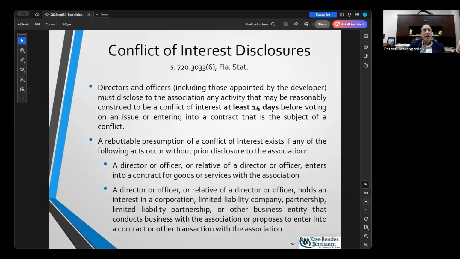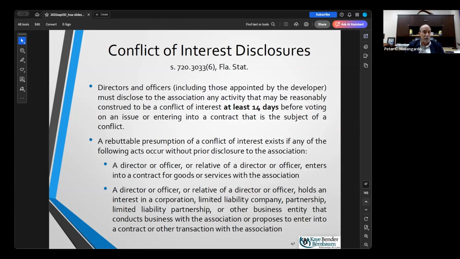Okay. Directors and officers must disclose to the association any activity that may be reasonably construed to be a conflict of interest at least 14 days before voting on any issue or entering into a contract that is the subject of that conflict. There's a rebuttable presumption of a conflict if any of the following acts occur without prior disclosure to the association. A director or officer, or a relative of a director or officer, enters into a contract for goods or services with the association.